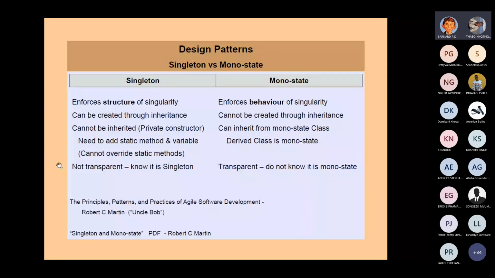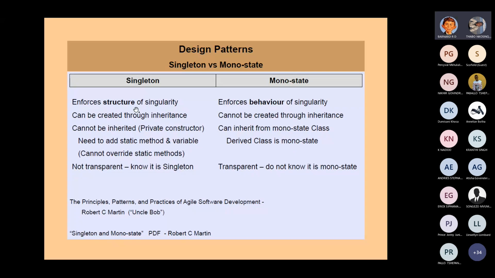But briefly, singleton versus the monostate. A singleton enforces the structure of singularity. In other words, it's built into the class. That's by using the static and returning a pointer to the same object all the time, whereas the monostate enforces behavior of singularity. In a singleton, you have one and only one object. That's how it makes it a singleton. Whereas in a monostate, you have any number of objects, but they all have the same state. So the monostate pattern enforces behavior, whereas a singleton enforces a single structure.